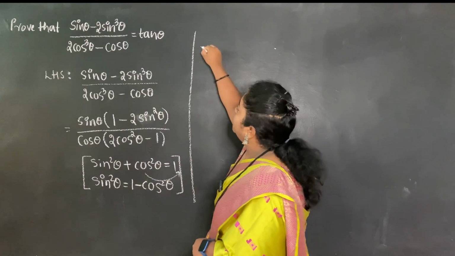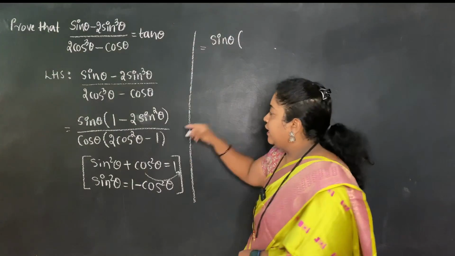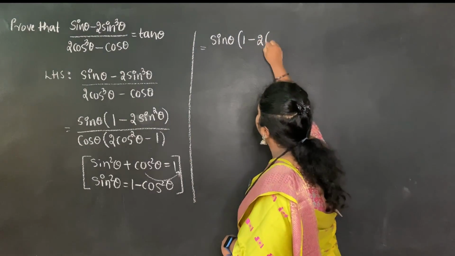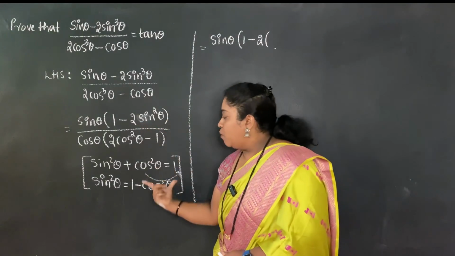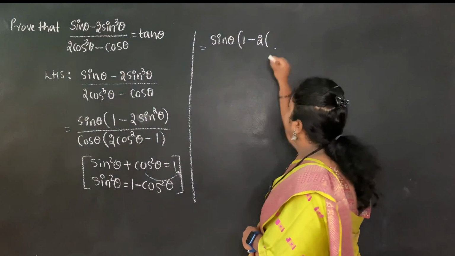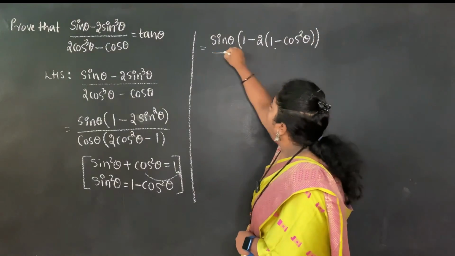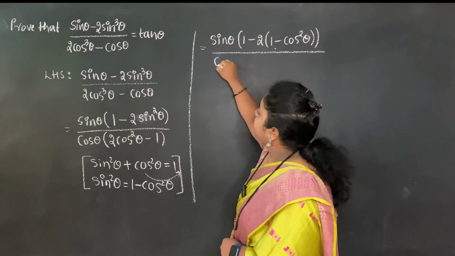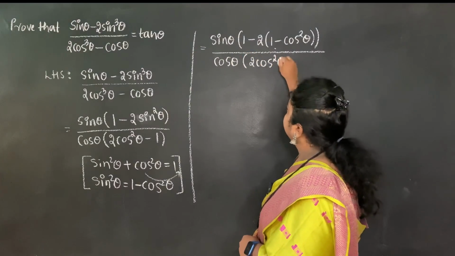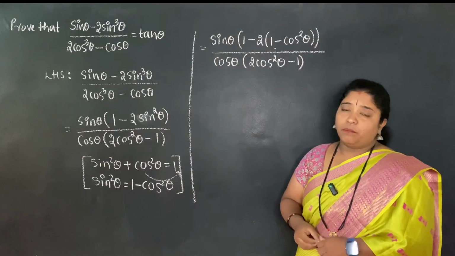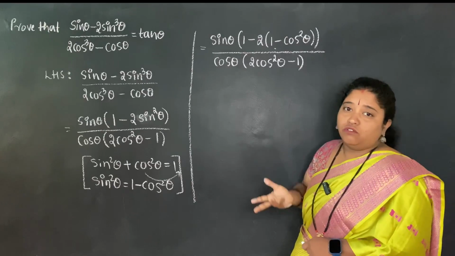Now dear, in the numerator part, sine theta keep as it is. In the bracket, 1 minus 2 into bracket. Instead of sine square theta, what am I going to substitute? 1 minus cos square theta, yes or no? 1 minus cos square theta whole divided by, what is there in the denominator? Cos theta into 2 cos square theta minus 1. Don't change the denominator. If you change the denominator, again you will convert this to sine. There is no use of doing it.